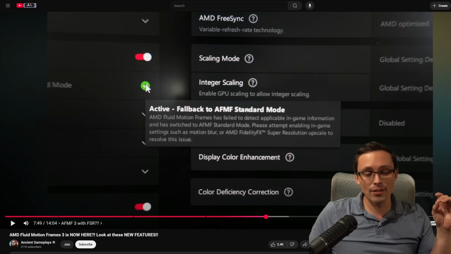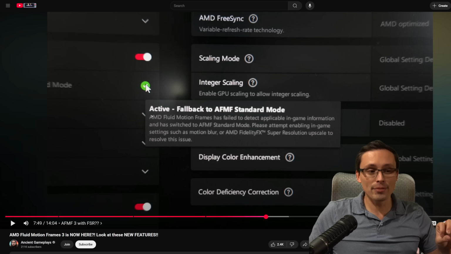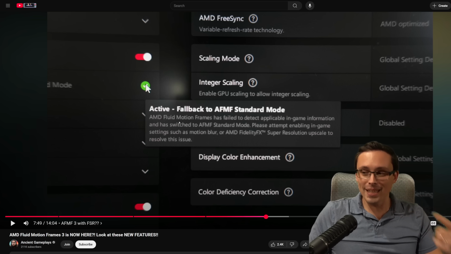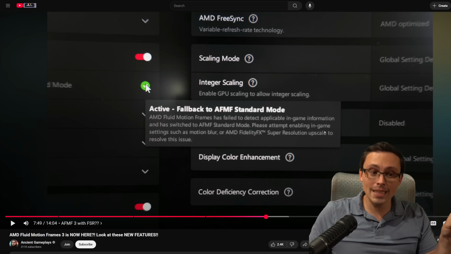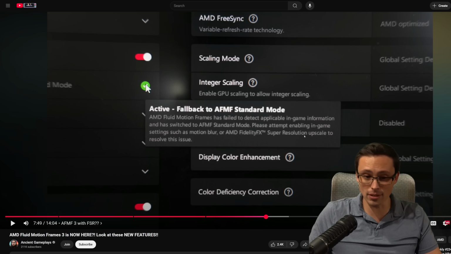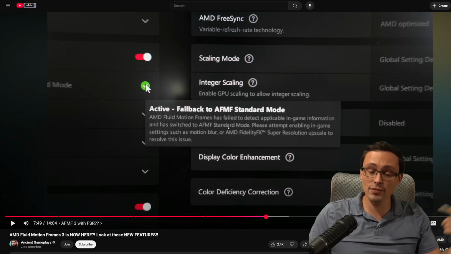This says that there's now going to be an AFMF standard mode, but also an enhanced mode. And by reading the tooltip, it basically says AMD Fluid Motion Frames has failed to detect applicable in-game information and has switched to AFMF standard mode. So please attempt enabling in-game settings such as motion blur or AMD FidelityFX Super Resolution, so FSR upscale, to resolve this issue.